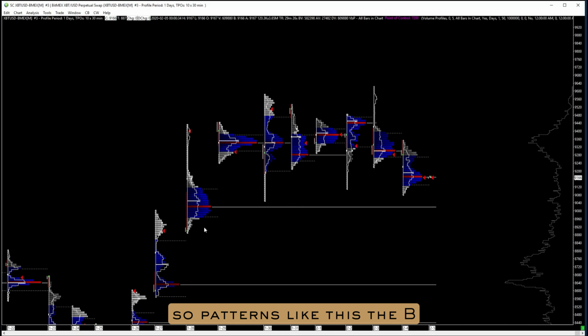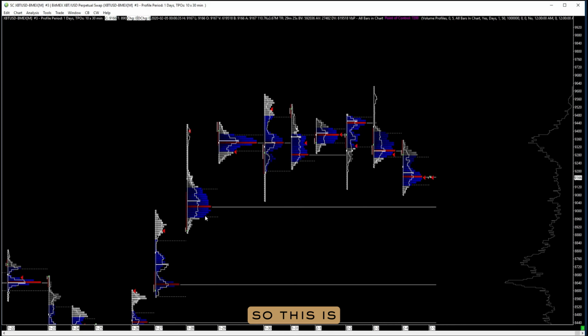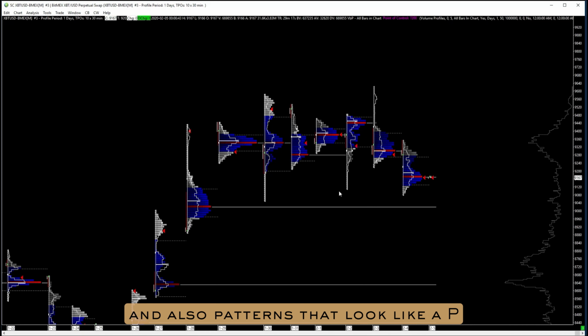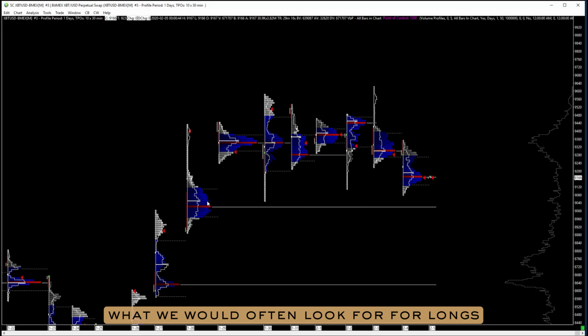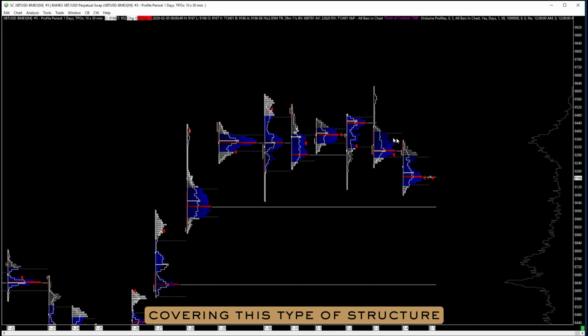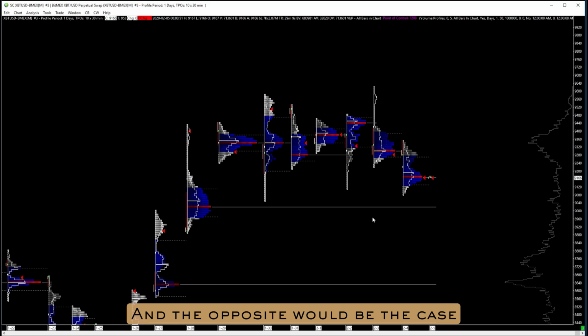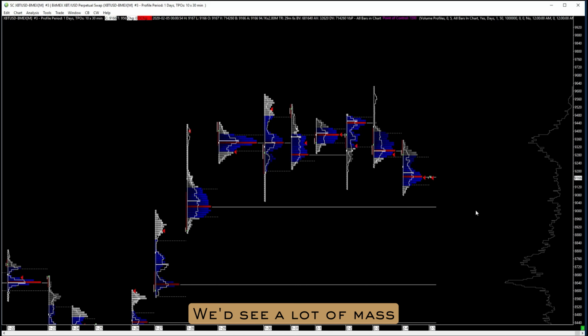So patterns like this, the B, this is known as a normal variation, but these B structures right here, and also patterns that look like a P, so they look like this but the inverse, this would be what we would often look for for longs covering, this type of structure. And the opposite would be the case if we were looking for shorts covering. We'd see a lot of mass on the top side of this and a lot of extension to the downside, with really just all tail, right? So, single print tail.